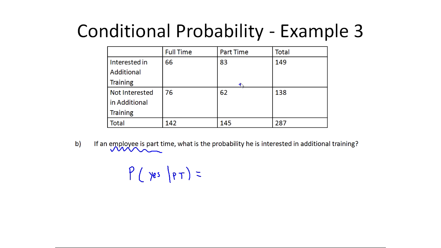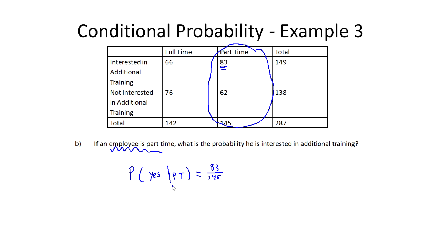So just as before, I want to focus in on part-time. And I want to say, okay, that's going to be out of 145 because there's 145 employees that are part-time. How many of them were interested in additional training? It would be 83. And so again, to get a final answer here, I'd write it either as a percentage or a decimal most likely.